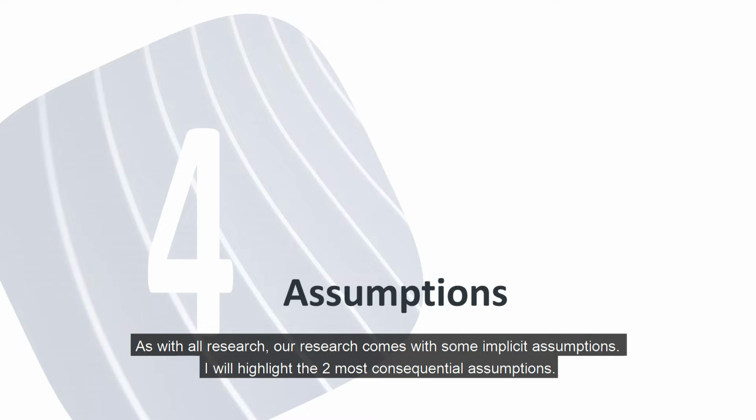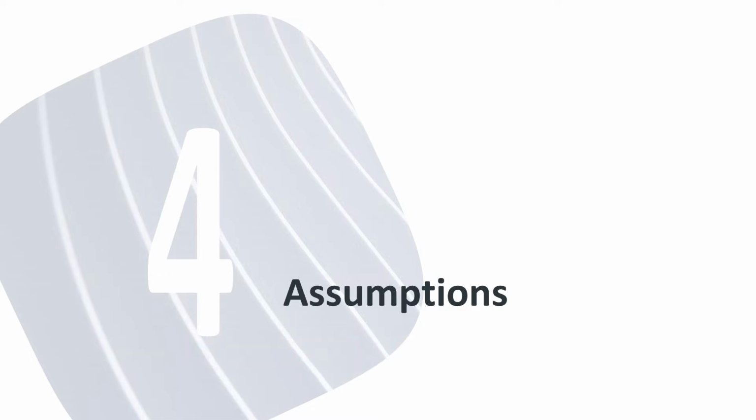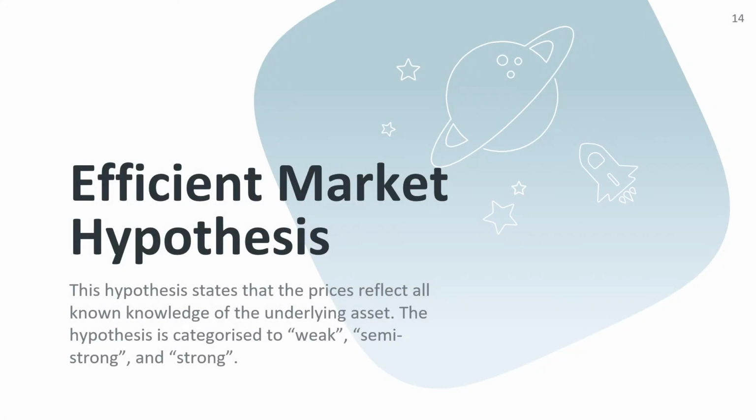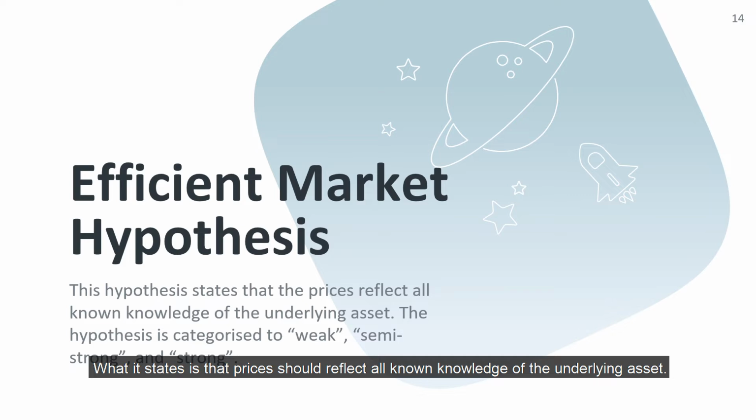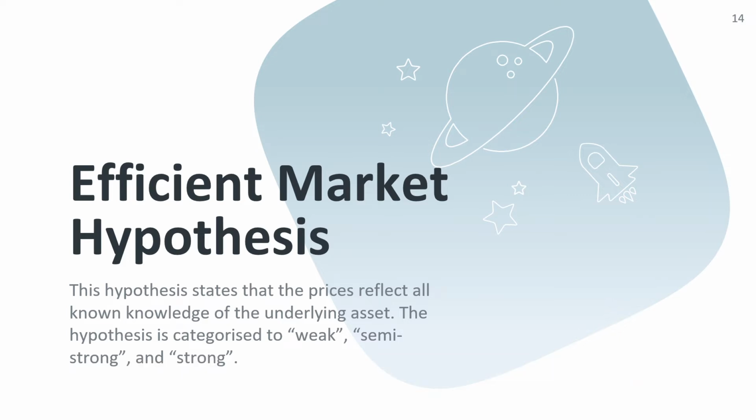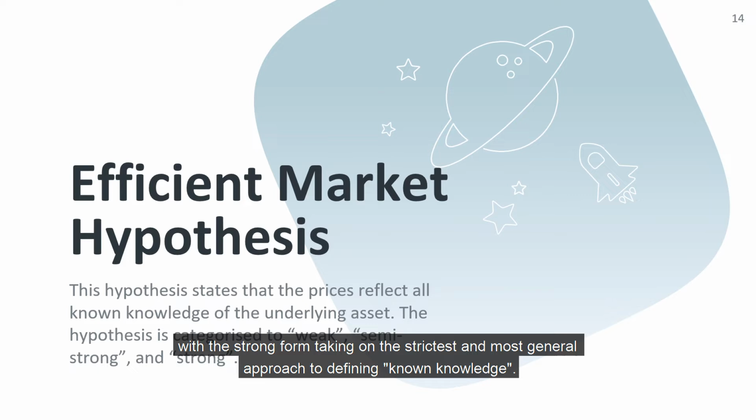As with all research, our research comes with some implicit assumptions. I'll highlight the 2 most consequential assumptions. The first is the efficient market hypothesis. This hypothesis is broken down to the weak, semi-strong, and strong form. What it states is that prices should reflect all known knowledge of the underlying asset. Depending on the form that it takes, the definition of all known knowledge changes, with the strong form taking on the strictest and most general approach to defining known knowledge.